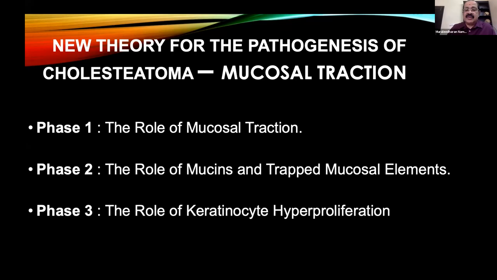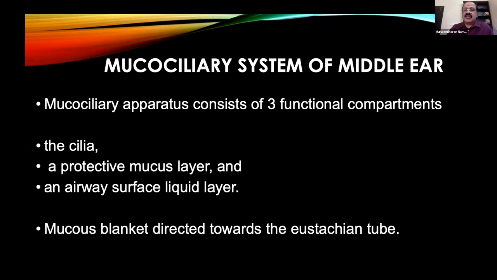To understand it, you have to understand the mucociliary system of middle ear. There are three functional compartments. The cilia in the epithelium, even though it is cuboidal, mostly in the anterior part, it is pseudostratified ciliated columnar. And as you go posterior, it is flattened epithelium, but all contain cilia. And the ciliary beat is important. The protective mucus layer, it moves, and an airway surface liquid layer. So this mucus blanket is directed towards the eustachian tube.